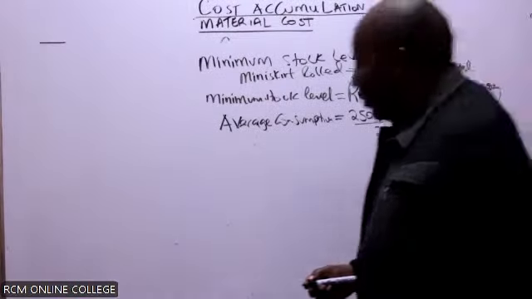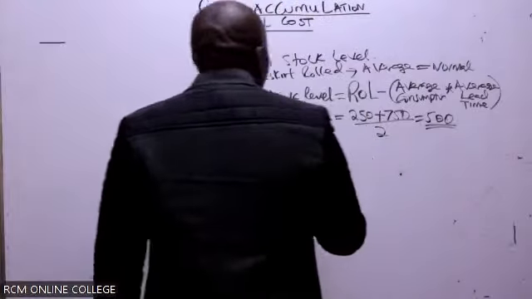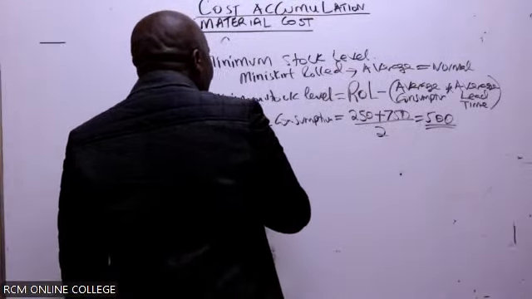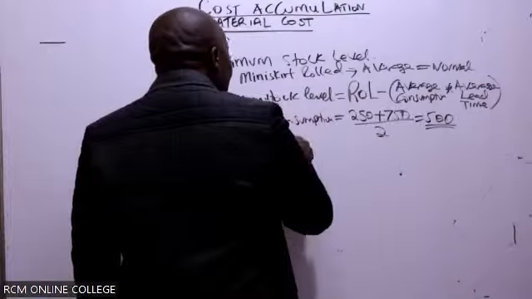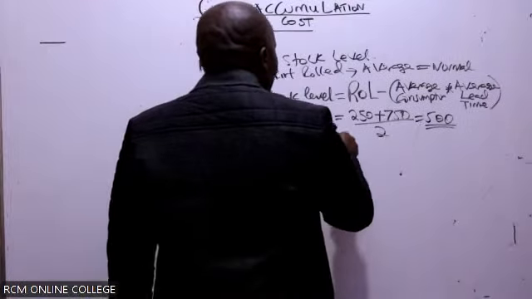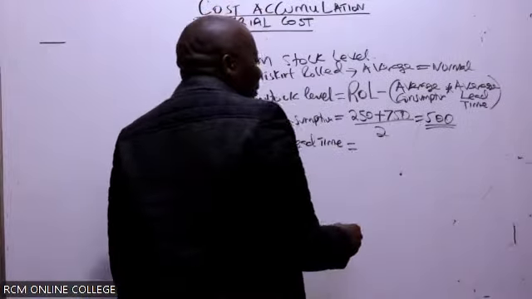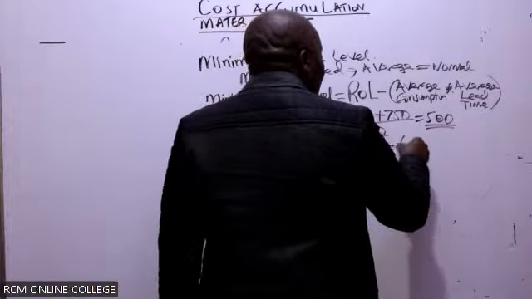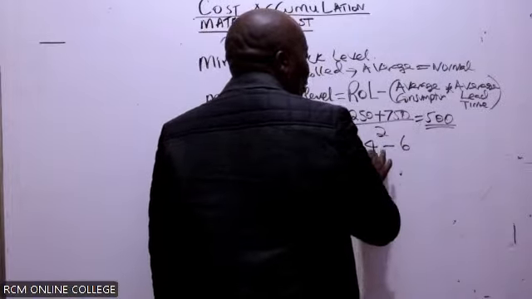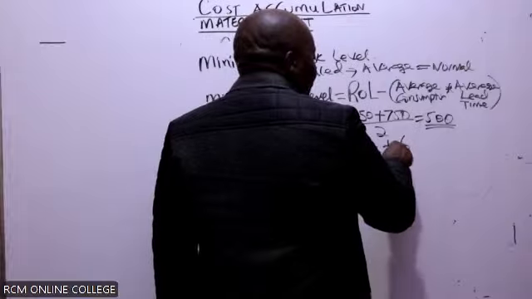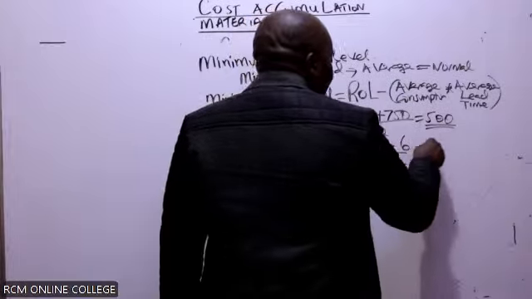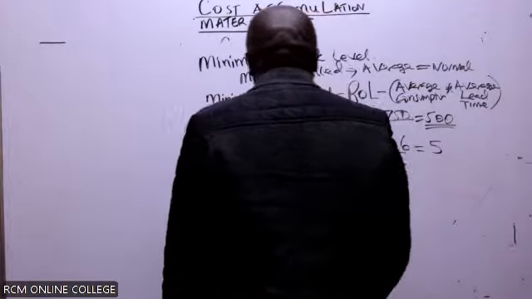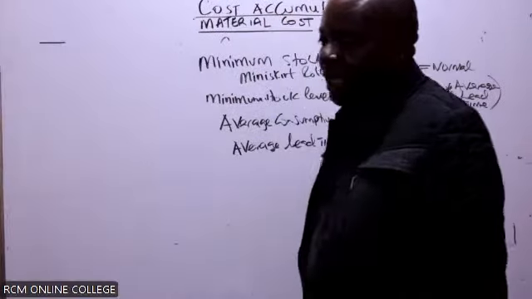From there, ladies and gentlemen, come and give us here the average lead time. Remember they gave us 4 to 6. So minimum 4, maximum 6. So you add the 2, you divide by 2 like that. So then this will end up giving us a 5.